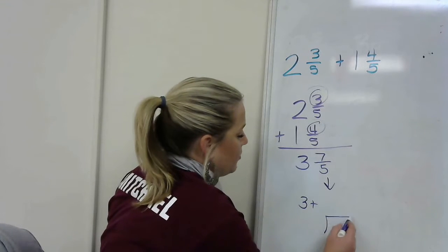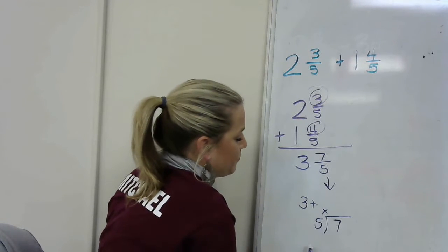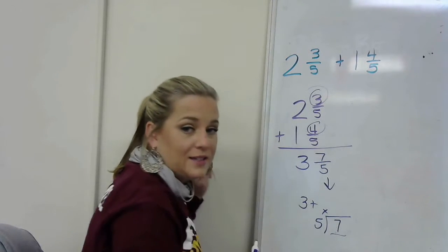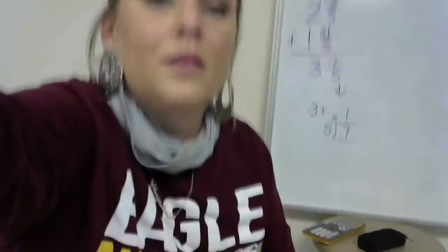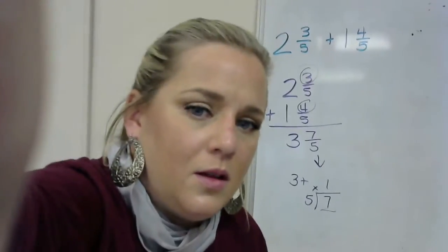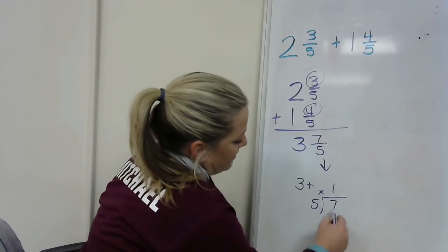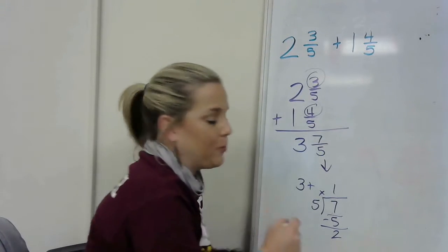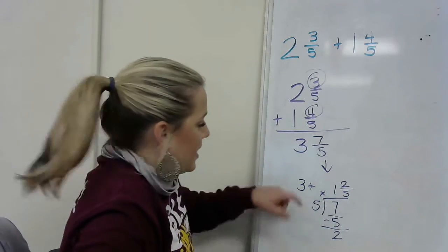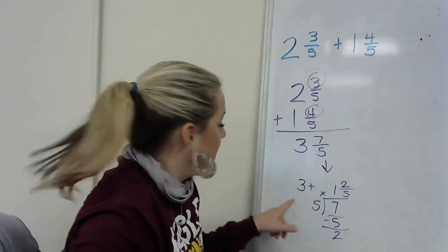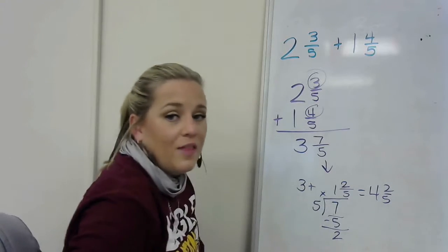If we T-bow it, top number goes in the division box, bottom number goes out. Top in, bottom out, right? 5 will fit into 7 one time. 1 times 5 is 5, and 7 minus 5 is 2. So this remainder, our 2, is going to be our numerator, and our denominator is the divisor. So we got 1 2/5. That's 7/5, but we've got to add it to the 3, which would be 4 2/5. All right, now, that's a lot of steps.